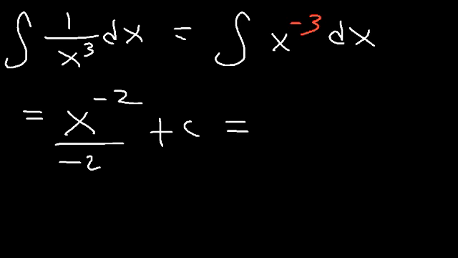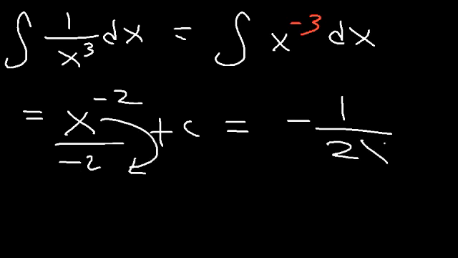Now let's rewrite it. So we have a negative in front. We have a 2 on the bottom. Let's keep it there. And we're going to move the x to the bottom as well. So the negative 2 is going to change to positive 2. So it's negative 1 over 2x² plus c.